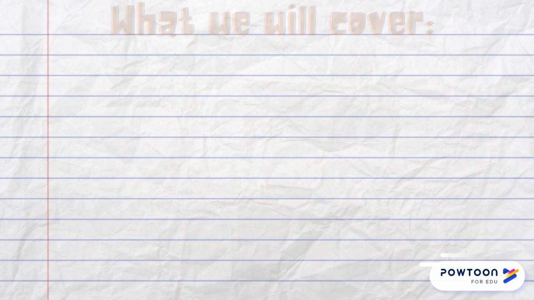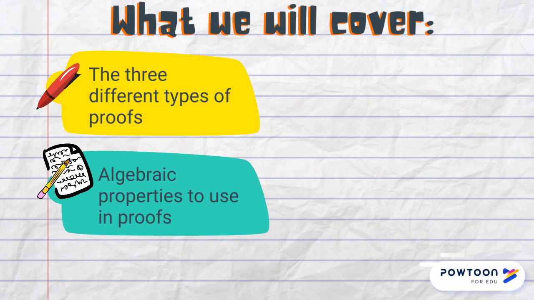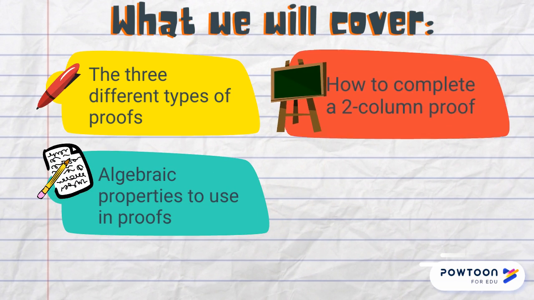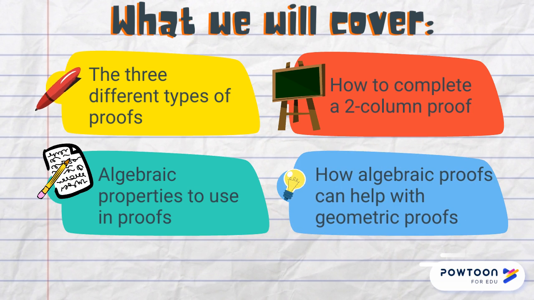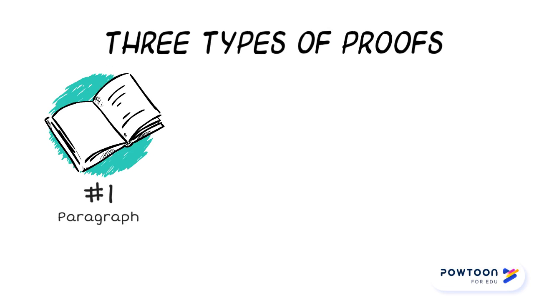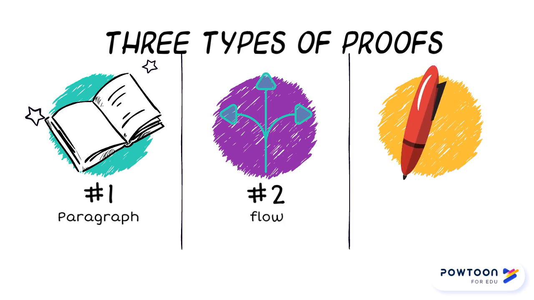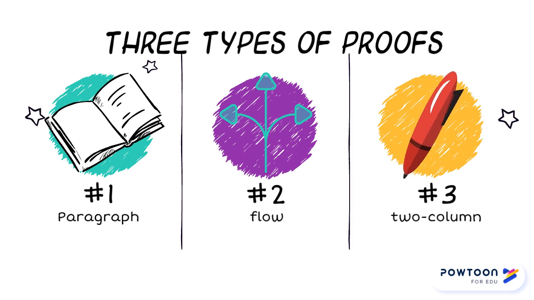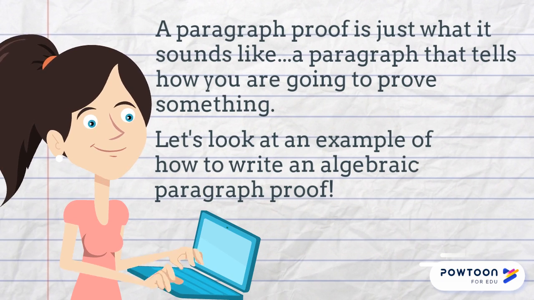Today we will look at 3 different types of proofs, algebraic properties to use in your proofs, how to complete a 2-column proof, and how working on an algebraic proof can help you with a geometric proof. The 3 different types of proofs are a paragraph proof, a flow proof, and a formal 2-column proof. A paragraph proof is just what it sounds like, a paragraph that details how to solve something.